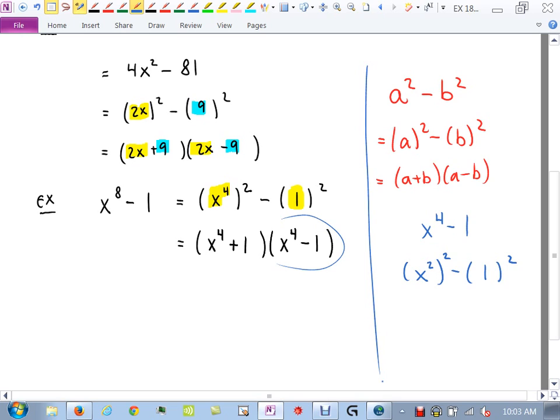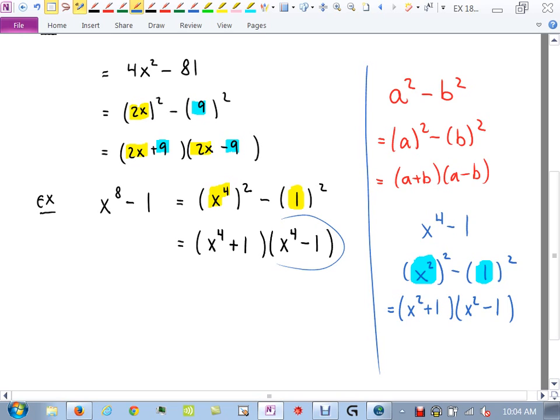This has to be a 2 out here, right? This has to be a 2. I can't put anything here that when I multiply by 2, I would get a 5. It has to be a nice integer. So x squared squared is x to the 4th. So what's a in this one? And b is 1. So that breaks down, according to the formula in red, to be a plus b times a minus b. So x squared plus 1 times x squared minus 1. Y'all see it?